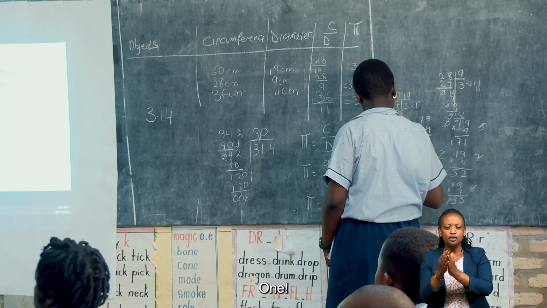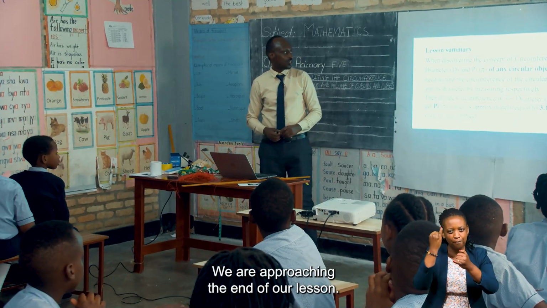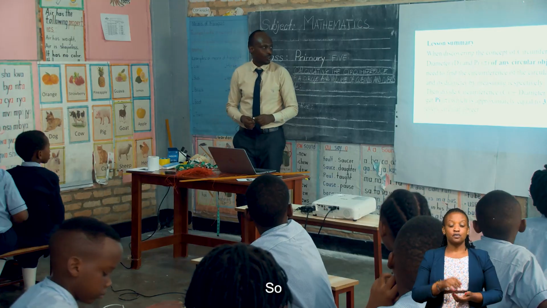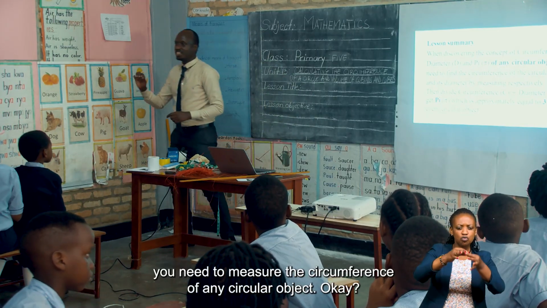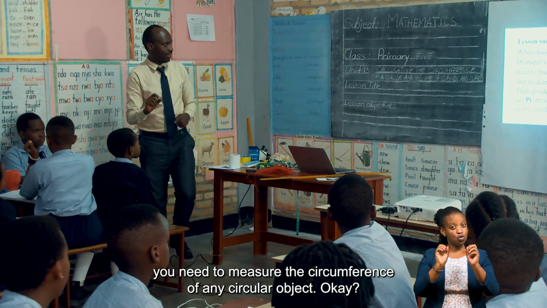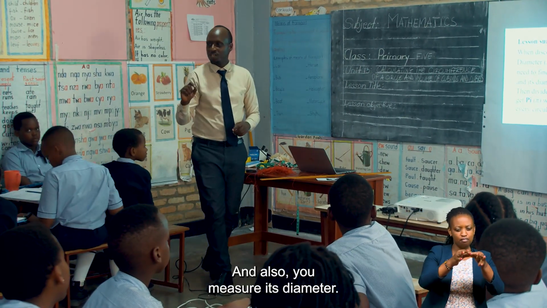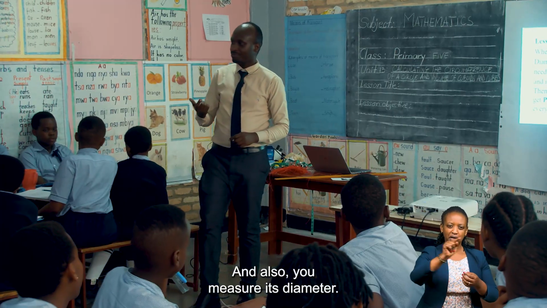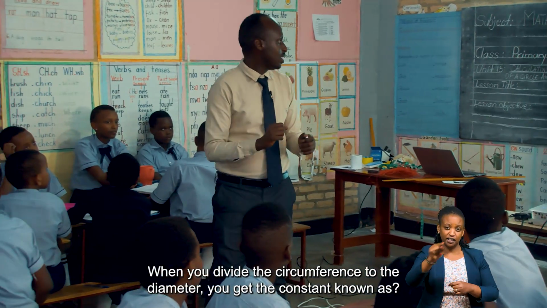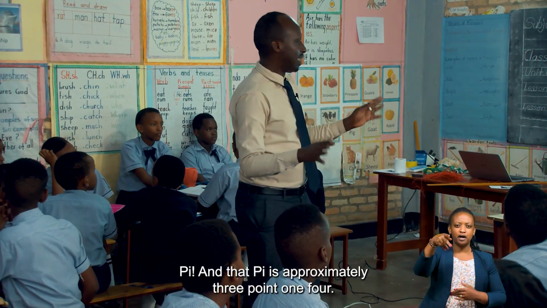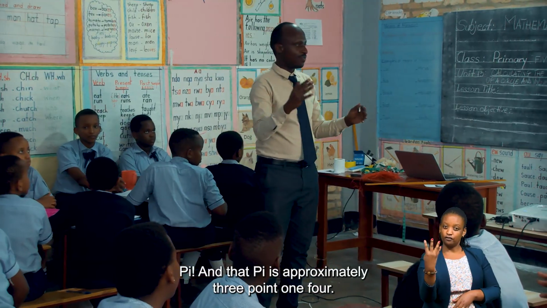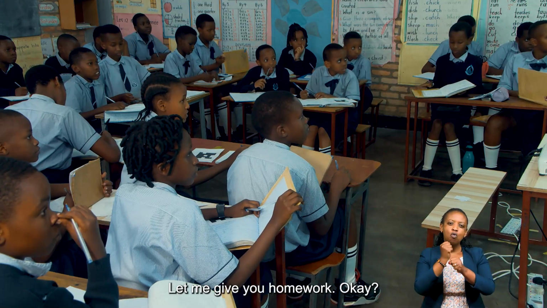We are approaching the end of our lesson. So, discovering the concept of pi. You need to measure the circumference of any circular object, and also you measure its diameter. When you divide the circumference by the diameter, you get the constant known as pi, and that pi is approximately 3.14.